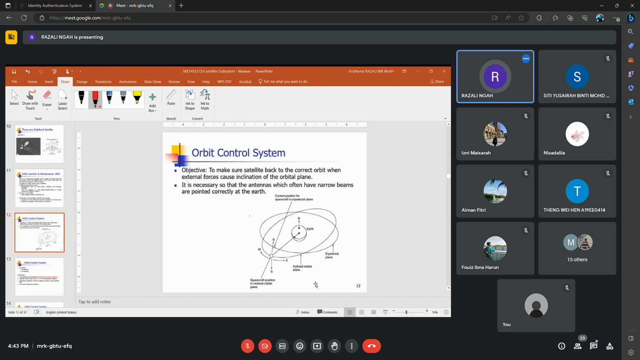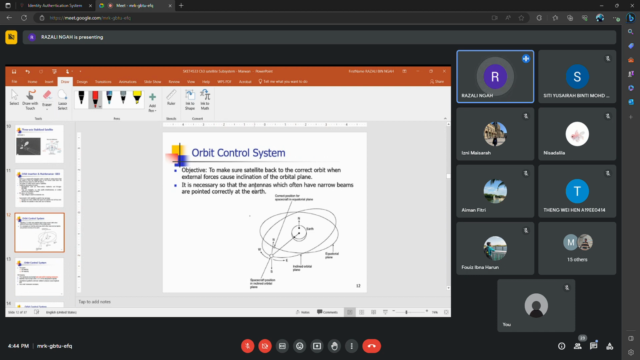So if the satellite is drifting, I did mention the orbit plane. The correct orbit plane is supposed to be the equatorial plane, but somehow the satellite drifts to a different orbital plane, so there is an inclined orbit plane. We need to move this satellite, the circle one, back to the correct position.